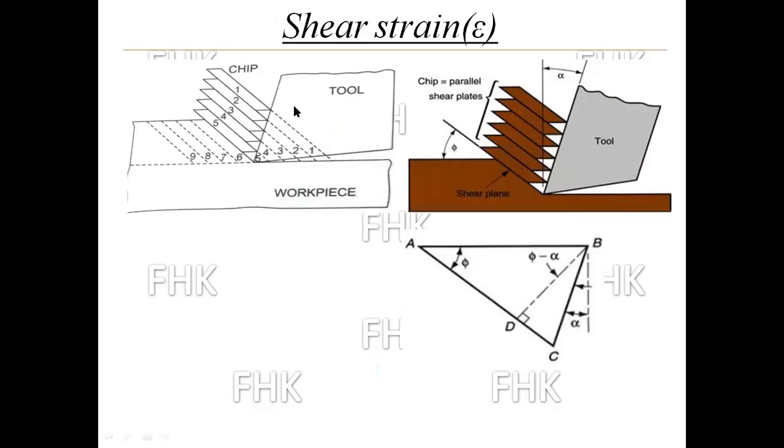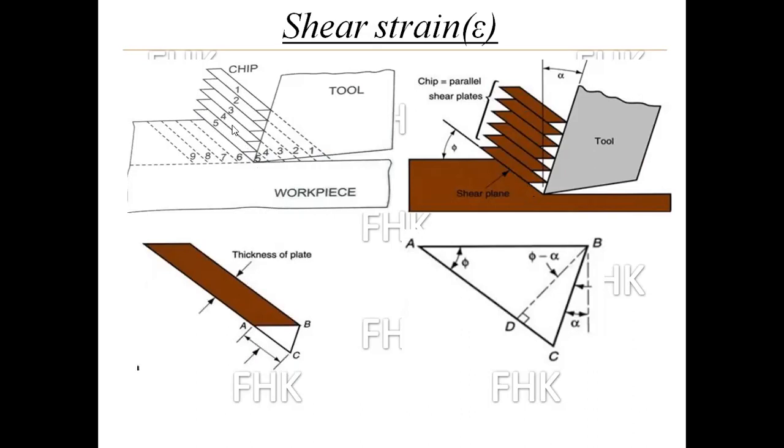In this figure you can see the tool is removing the material, and due to the deformation the chip is removed. Chip layers 1, 2, 3, 4, 5 are the layers of material removed from the workpiece, and 6, 7, 8, 9 is the part of uncut material of the workpiece. There are a number of chip layers with a rake angle. For analysis purposes, I will consider only chip layer number 5 for the derivation, and in that I will consider only that area.